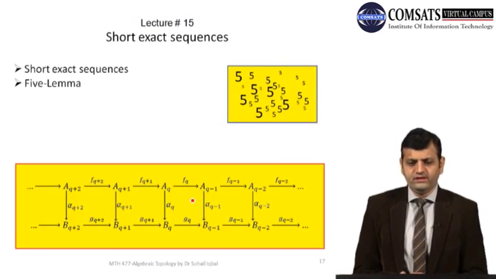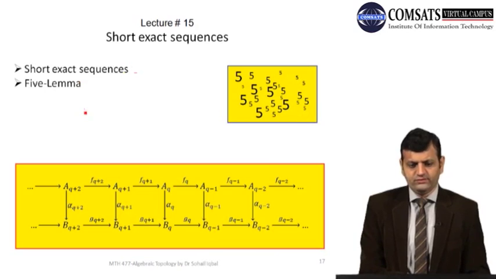In lecture number 15, we continued our discussion of homological algebra, and we discussed what short exact sequences are. Then we discussed what the five lemma is. We also did proofs of some of the results.